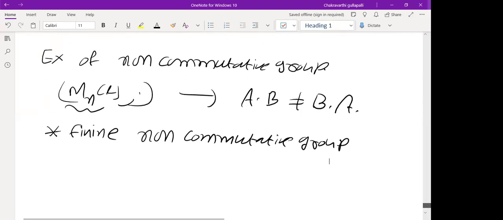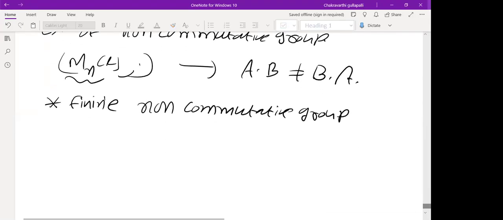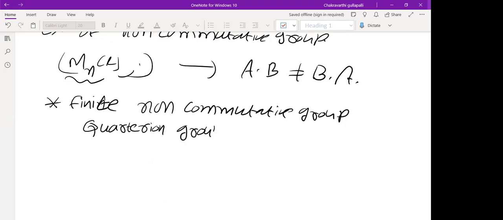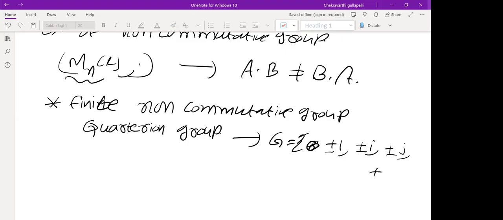What is the example of a finite non-commutative or non-abelian group? Can you give an example? Quaternion group. Quaternion, correct, good. Quaternion group. That is, G is equal to, what is the quaternion group? Plus or minus 1, plus or minus I, plus or minus J, plus or minus K.